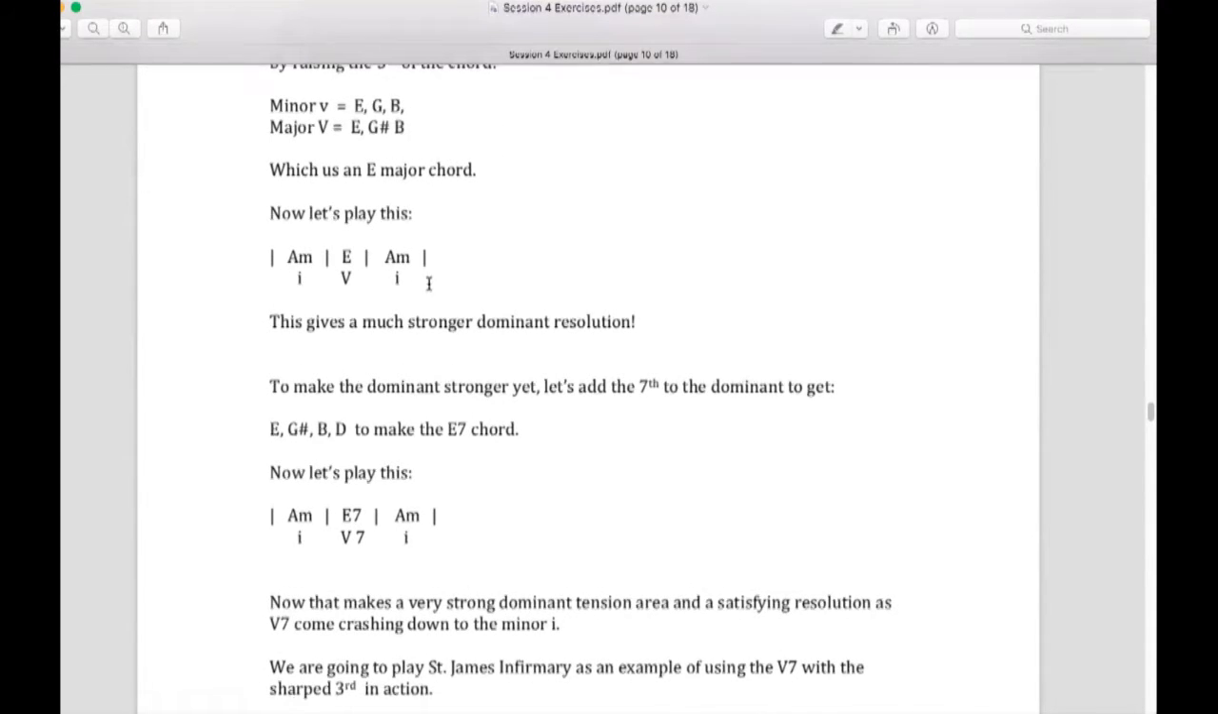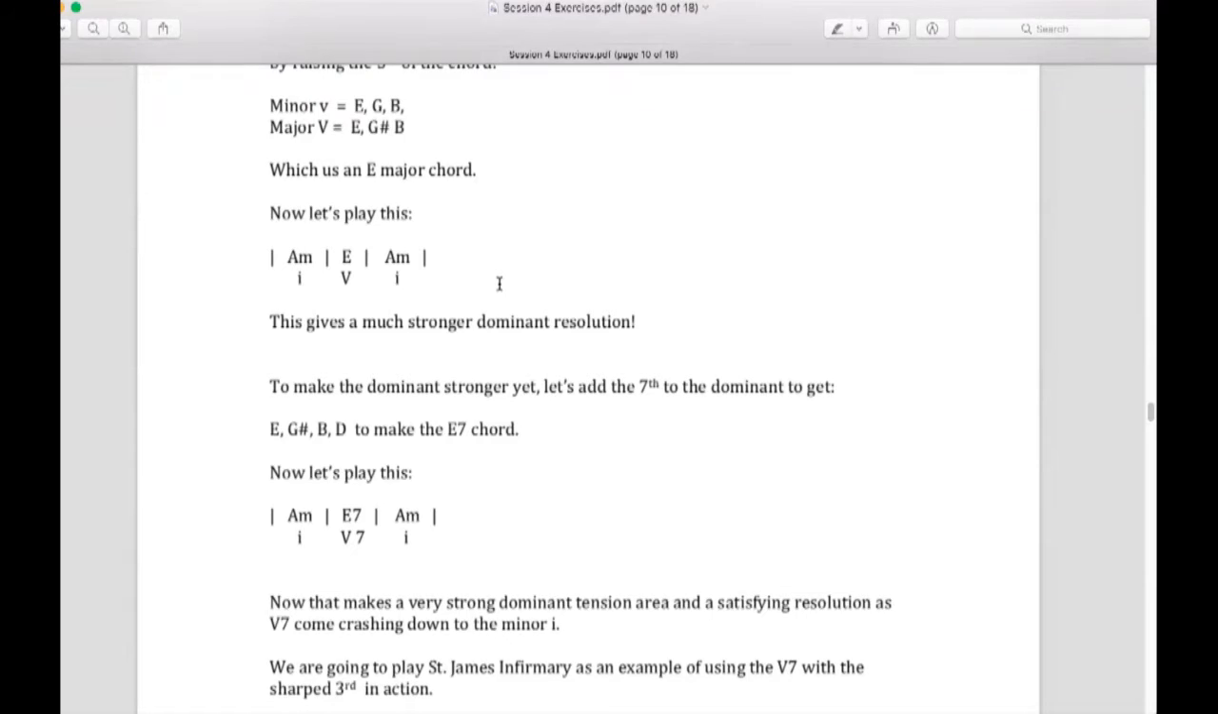So let's play this. We'll play A minor as a minor 1, E as a major 5, A minor as a minor 1. All right, here we go. A minor. Now E major. A minor. 1, 5, 1. That's starting to sound more like a meaty kind of resolution, isn't it?